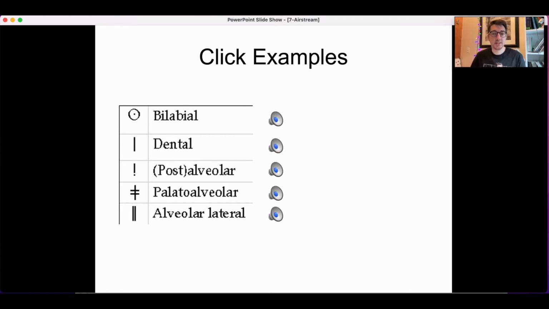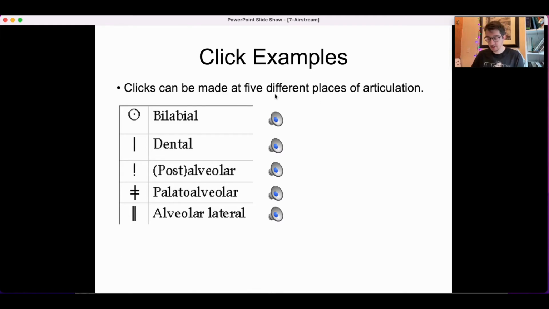As in here, for example, clicks can be made at 5 different places of articulation. This is from your IPA chart. Usually they're not transcribed just like this. I'll show you in a couple of slides. They are transcribed by placing k before them, right?